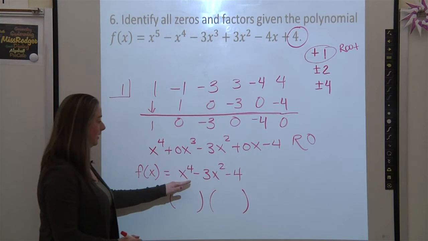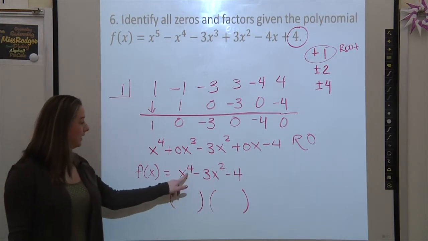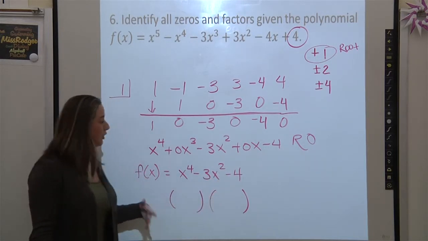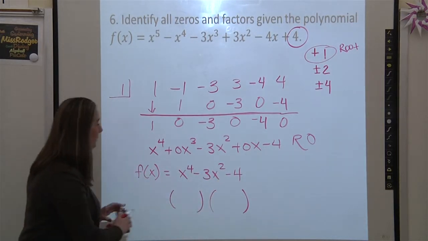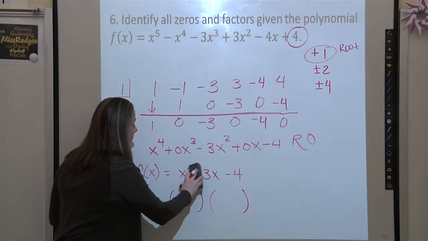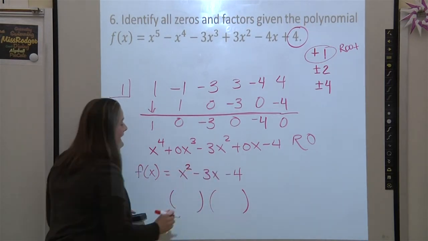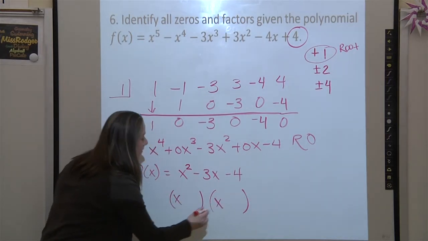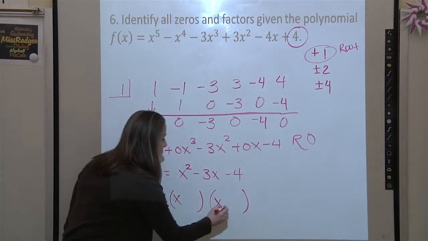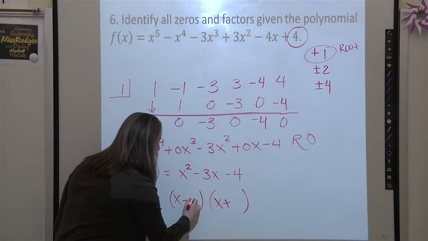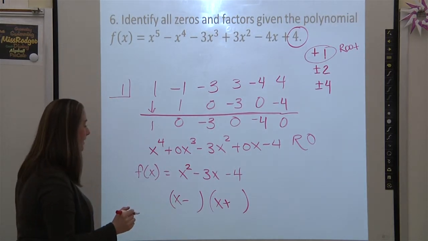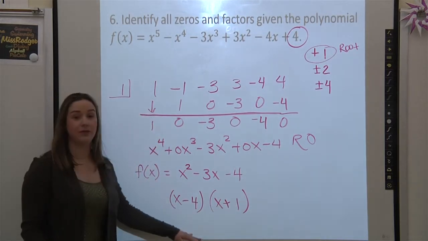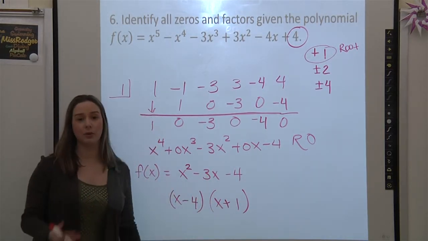If I think about this, this is in quadratic form, which means it goes from the 4th degree to the 2nd degree to the constant. So if I were to think about this as a quadratic, how would I factor it? I would have an x and an x. I would have a positive and a negative, and I would have a 4 and a 1. So this is how this would factor if this was a quadratic, and that's what we're used to.